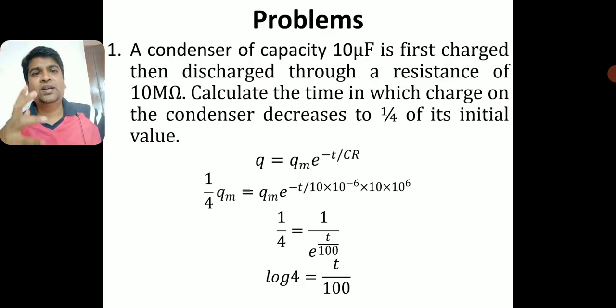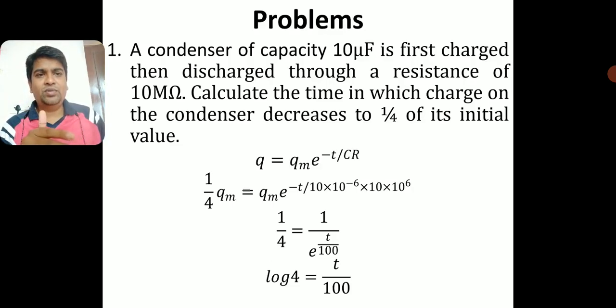Right, Qm cancels. Left hand side will be 1 by 4. In the right hand side, in the e power minus t by this 10 power minus 6, 10 power plus 6 will get cancelled. 10 into 10 is 100. So e to the power of minus t by 100. So I can write that e to the power of minus t by 100 in the denominator, so I can write it as 1 by e to the power of t by 100.